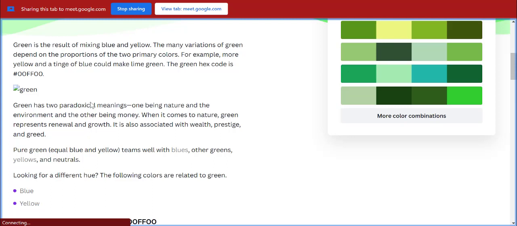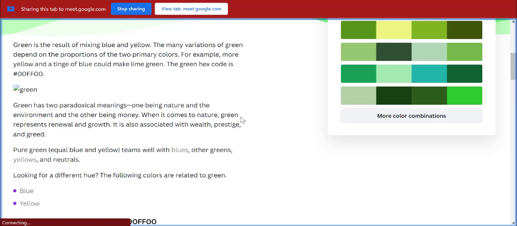So these are the two basic meanings of green you need to have at the back of your mind, which both of you answered correctly. When we're talking about green, we're talking about nature, we're talking about wealth. It says here, when it comes to nature, green represents renewal and growth. Then it's also associated with wealth, prestige, and greed. So notice every color has both a good and bad symbolism.